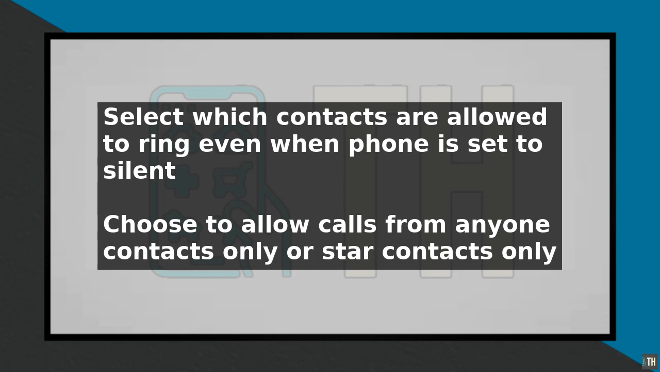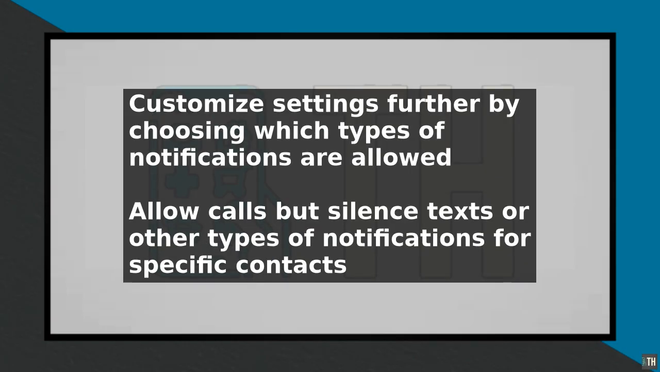After you have selected which contacts are allowed to ring, you can customize the settings further by choosing which types of notifications are allowed. For example, you may want to allow calls but silence texts or other types of notifications. By following these steps, you can make specific contacts ring on silent on Android, ensuring that you never miss an important call from a loved one or colleague.